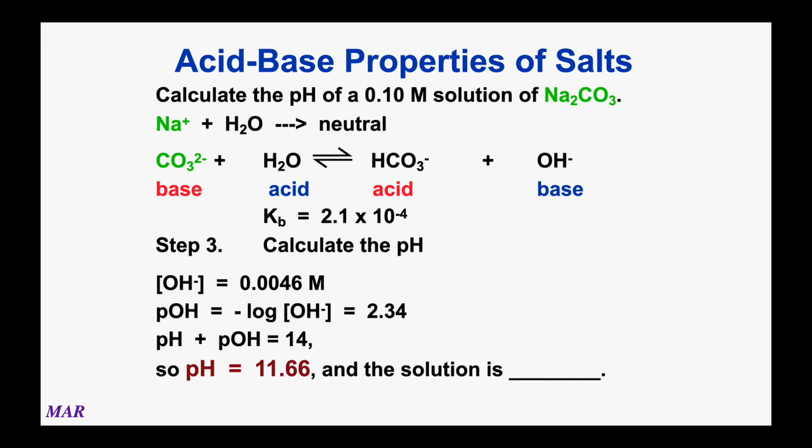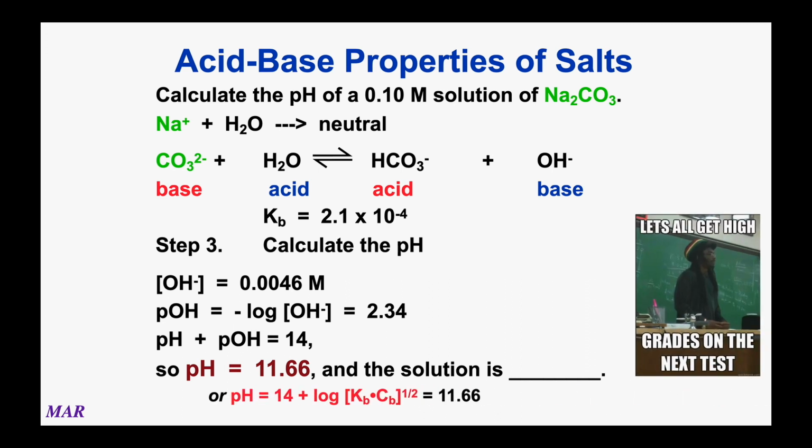Now, that seems like a lot of work to me, so again, I'm going to highlight and recommend pH equals 14 plus log square root Kb times Cb. That's a quick way to do this. You just literally plug in the 0.10 times the Kb, 2.1 times 10 to the minus 4. You're all going to get high grades on the next test. I couldn't resist that very stupid and juvenile meme right there. But anyway, I think this will help. It's up to you. You don't have to do it. You can do quadratics, etc., etc. But again, if you want to make it easier on yourself, 14 plus log square root Kb times Cb, pretty cool.